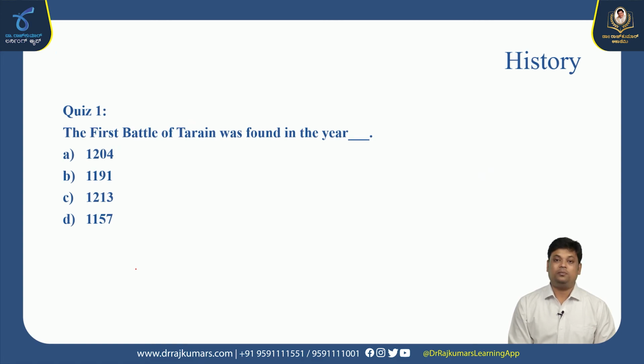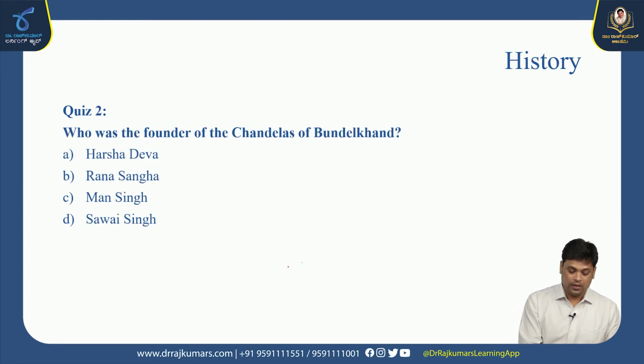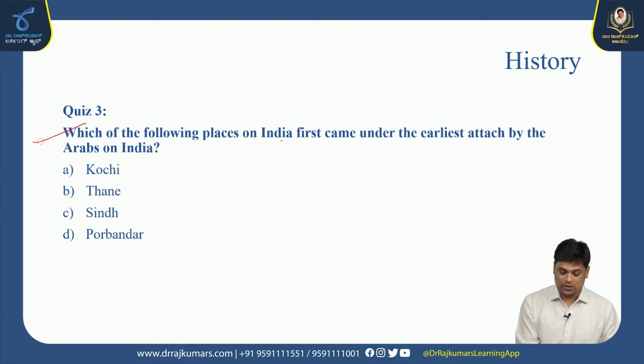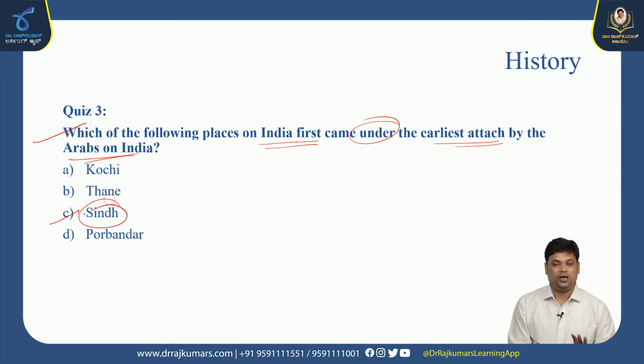The first Battle of Tarain was fought in the year 1191. And who was the founder of the Chandelas of Bundelkhand? That is Nannuka. He is the founder. Which of the following places in India first came under the earliest attack by the Arabs? The Sindh region. Sindh region is the earliest place.